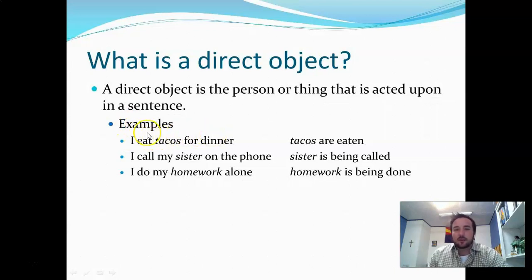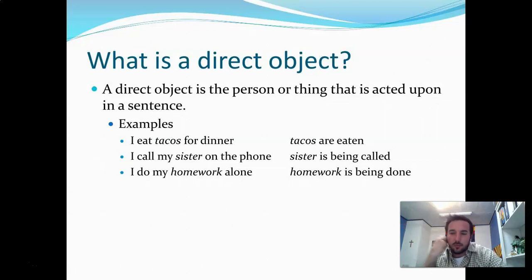I eat tacos for dinner. Who or what did something? I. What do I do? I eat. Eat what? Tacos. Tacos. How about this one? I call my sister on the phone. Who or what did something? I. What did I do? I call. Call whom? Sister.